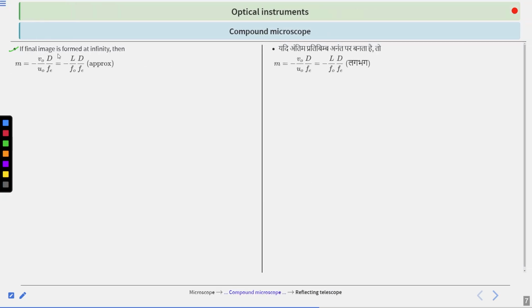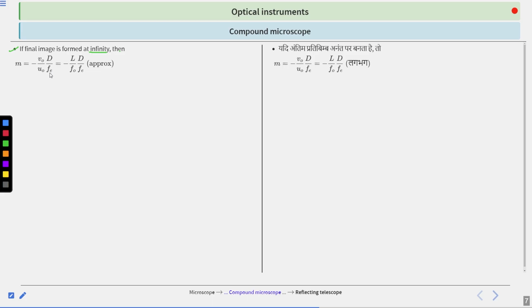Second is, if the image is formed at infinity. In that case, the magnification is equal to minus VO divided by UO times D by Fe. And after modification, you will get M is equal to minus L by FO times D by Fe approximately. And what is L? L is the distance between the eyepiece and objective lens. Clear? Both the formulas, when the image is formed near the eye point and when the image is formed at infinity, are important.